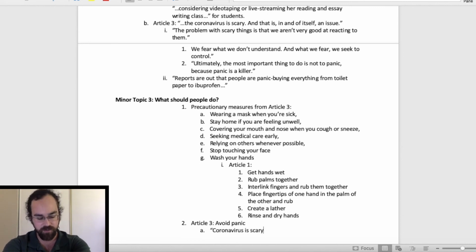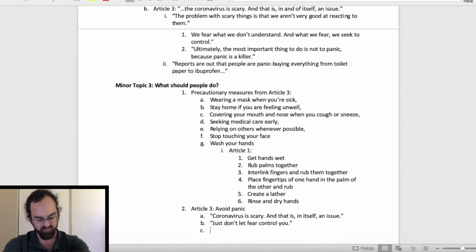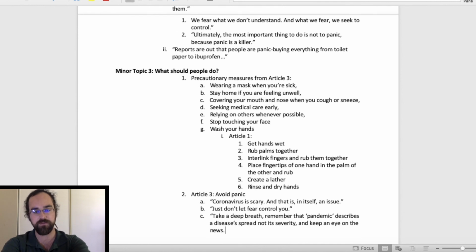Coronavirus is scary, and that is in itself an issue. Now, just because I'm adding information to my outline here, it doesn't mean that I actually need to use it in my actual essay. It's rather to be over-prepared than under-prepared. Just don't let fear control you. And then finally, take a deep breath. Remember that pandemic describes a disease's spread, not its severity, and keep an eye on the news.